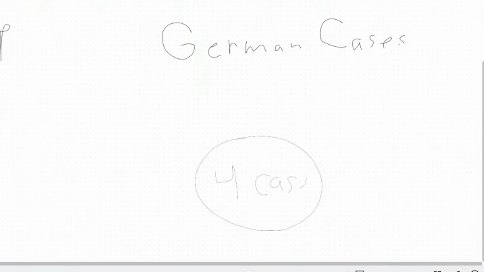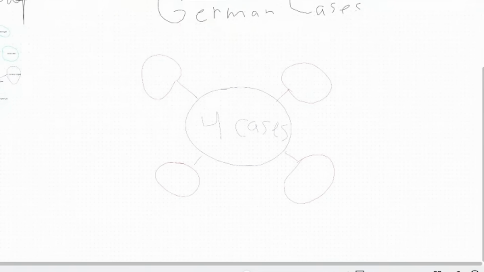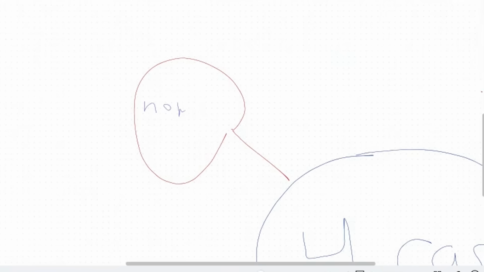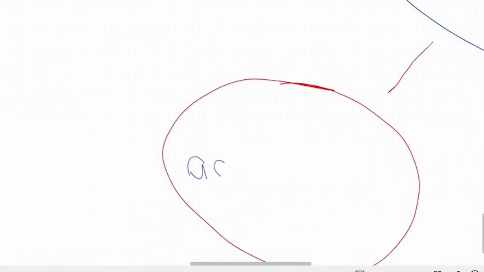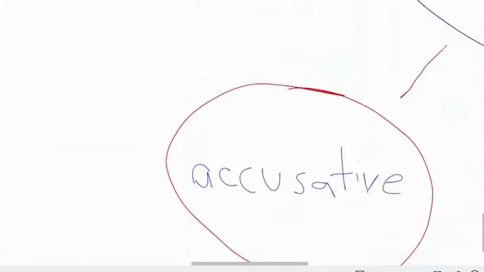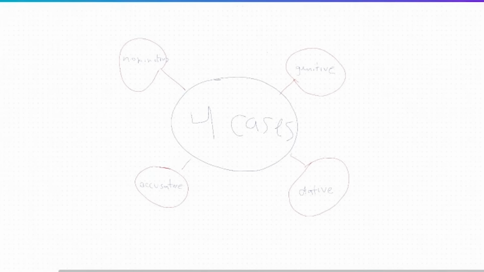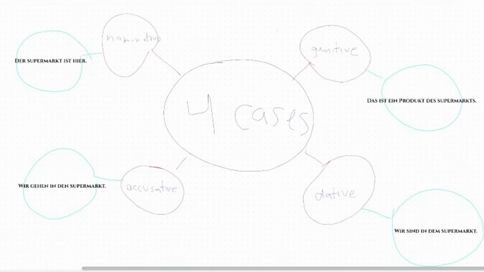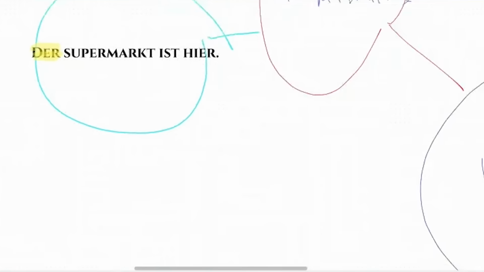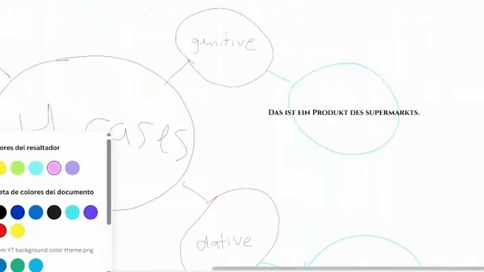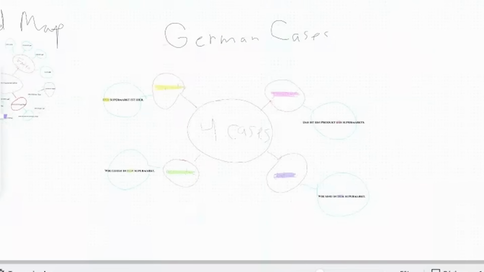You can write in your main circle just German grammar cases, then make 4 subcategories of dative, accusative, nominative, and genitive. And then even off of those subcategories, again, make your branches of the sample sentences that you had that exemplify the use of each of those 4 cases in German. Maybe even color coding them and pointing out what is genitive, maybe in green, what is dative in blue, etc.